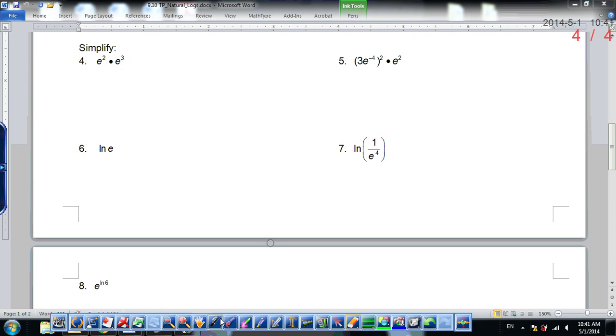If I have e squared times e cubed, e works just like another base. If I had 2 squared times 2 cubed, that would give me the same as 2 to the 5th. So this is e to the 5th.